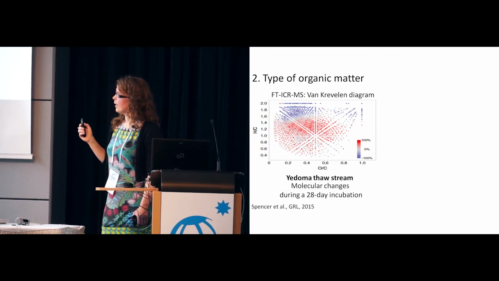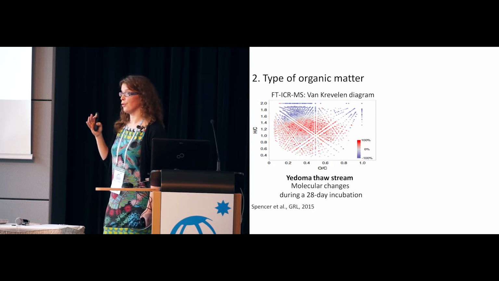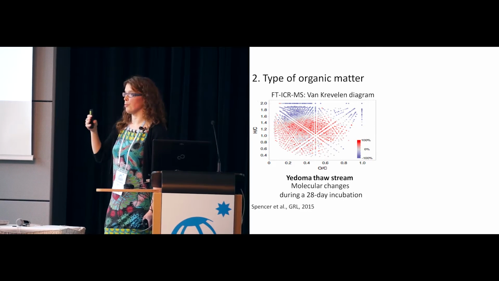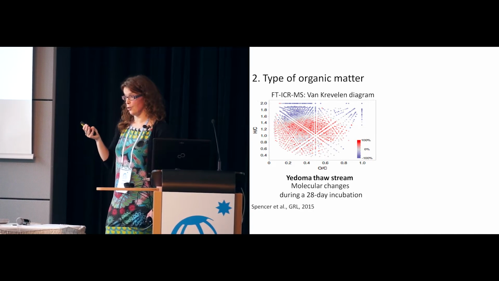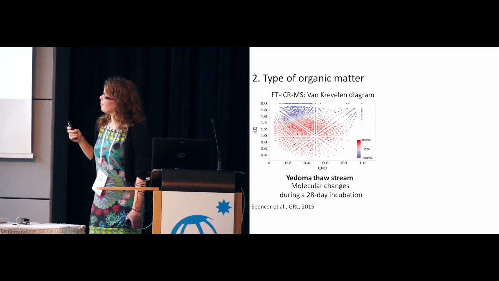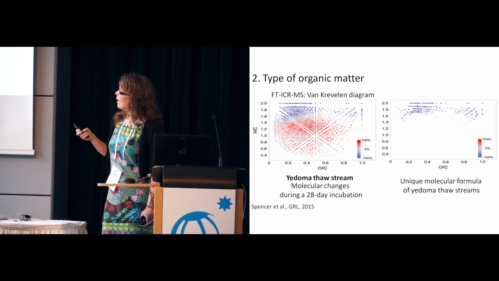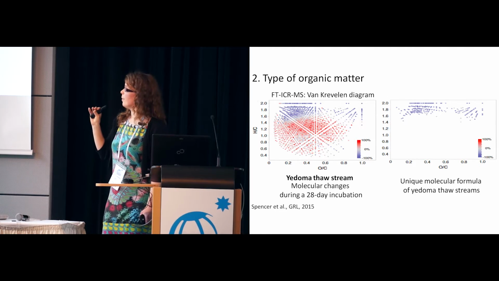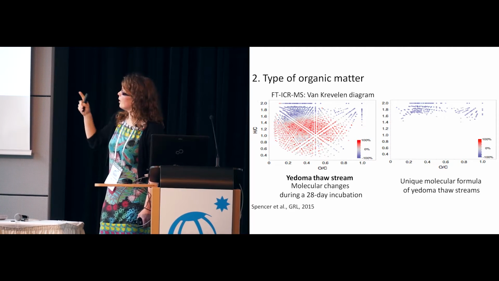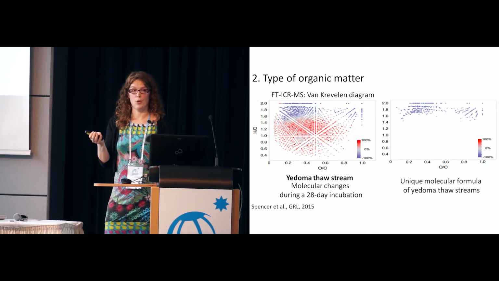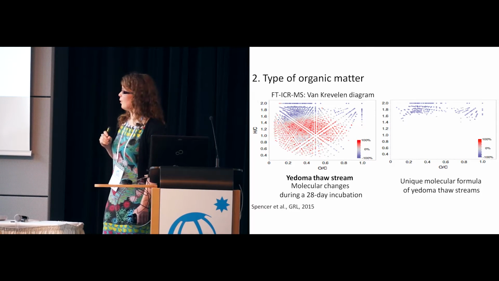So here they did incubations with thaw streams from Yedoma exposures. And you can see here, after 28 days, all the red points basically represent an increase in these parts of the molecular structure, and all the blue points represent a decrease. So you can derive the unique molecular formula of these thaw streams by looking at this technique, because all the blue dots that are very aliphatic, high in hydrogen-carbon ratios, are disappearing during incubations, and they are very typical for Yedoma permafrost.